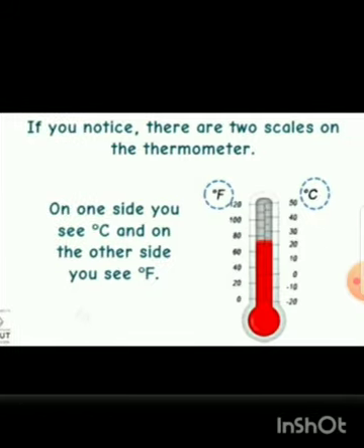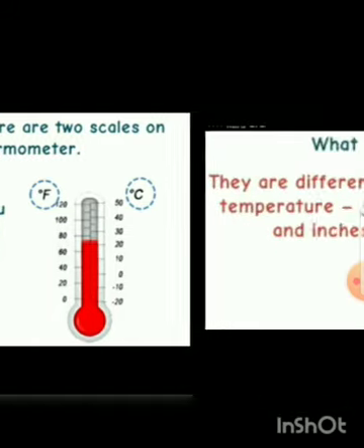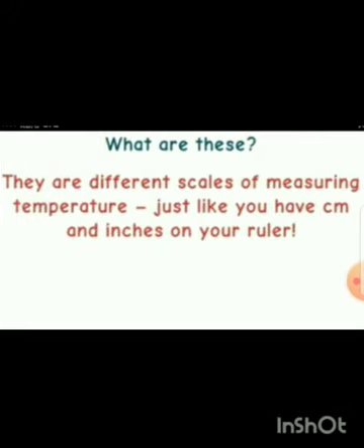If you notice, there are two scales on the thermometer. On one side you see degree Celsius and on the other side you see degree F, that is Fahrenheit. What are these? They are different scales of measuring temperature. Just like you have centimeter and inches on your ruler. So just like that, in the thermometer, they are the scales to measure the temperature.